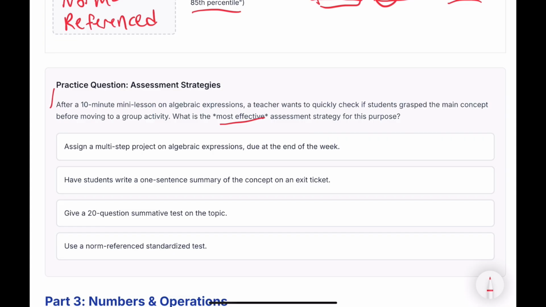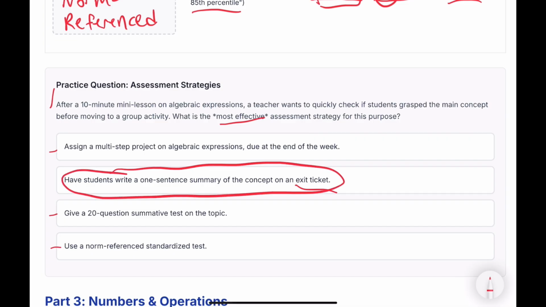All right, now this scenario describes a formative assessment. Remember, formative assessment, that's a quick check for understanding during the lesson. An exit ticket, which I see right here, is the only formative strategy listed. So projects A and C and D are summative or just too time-consuming for a mid-lesson check. For that reason, I would select answer option B.